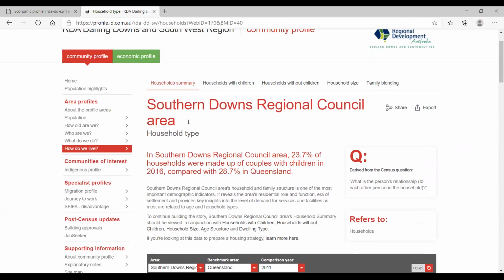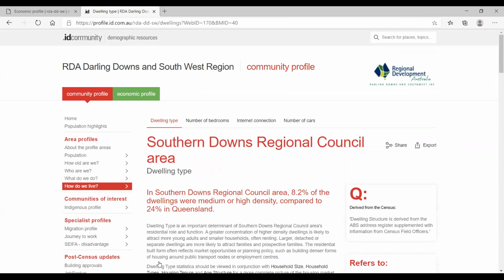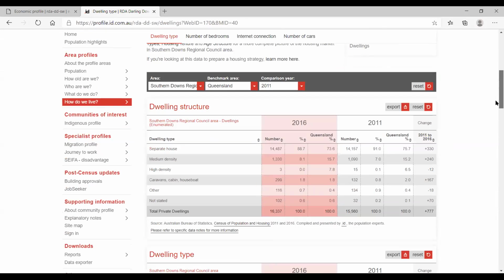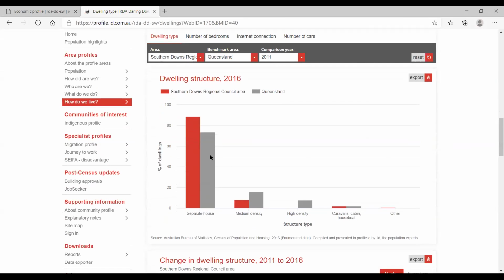Okay, so the next thing I want to look at in how do we live is our dwelling type. So we saw we've got these couples without children and lone person. Now we want to have a look at what's the type and style of housing that we have in our community. We can look at separate house, medium density, high density. I'm going to come straight down to the bottom. We can see over 85% of housing in this community is a separate house. Okay, we've got a small proportion of medium density down here as well.